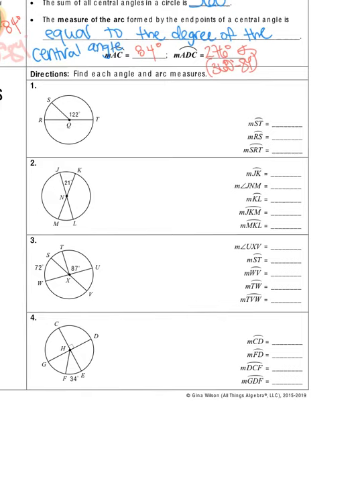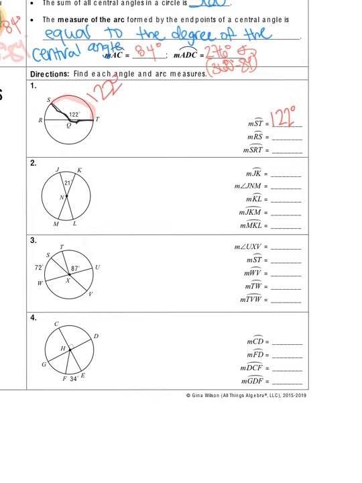So this is definitely something new. I'm just going to do a few examples, and then you'll have a chance to practice. Given that the central angle, which is right here, is 122, I know that the measure of the arc ST is also equal to 122, by the definition above. So the measure of ST is simply 122.